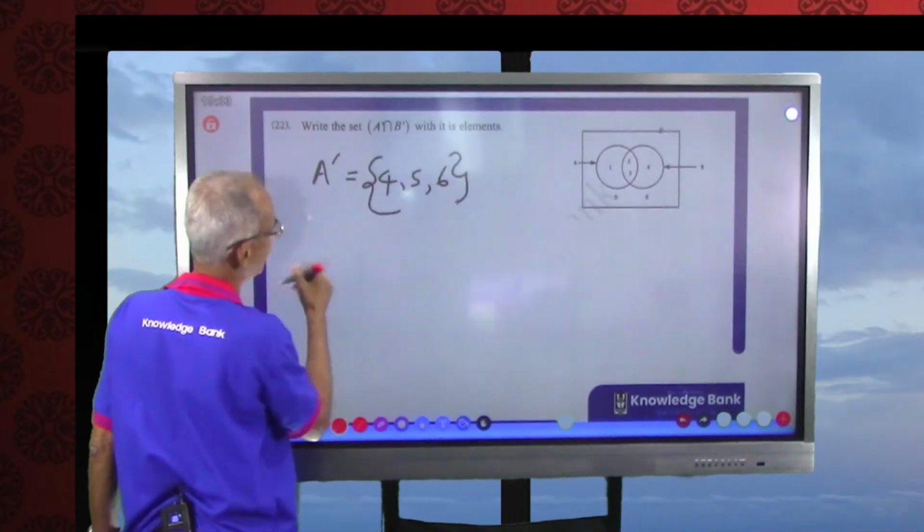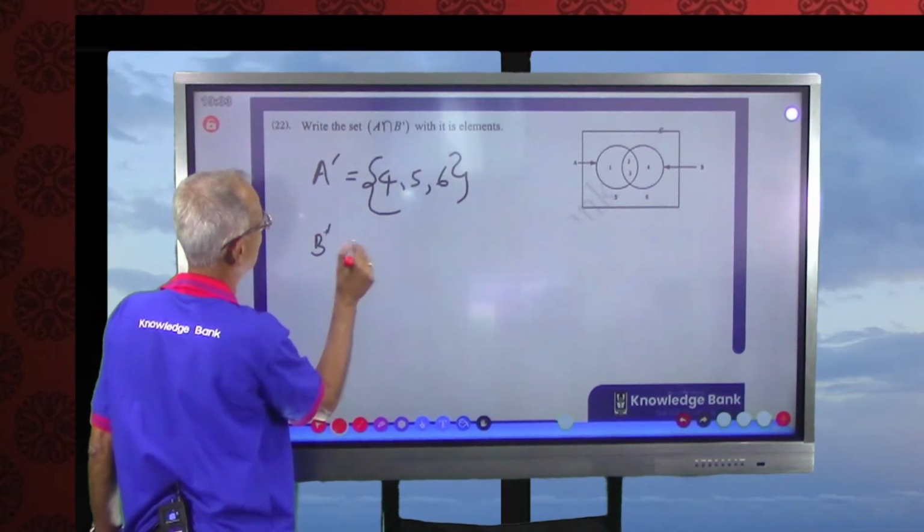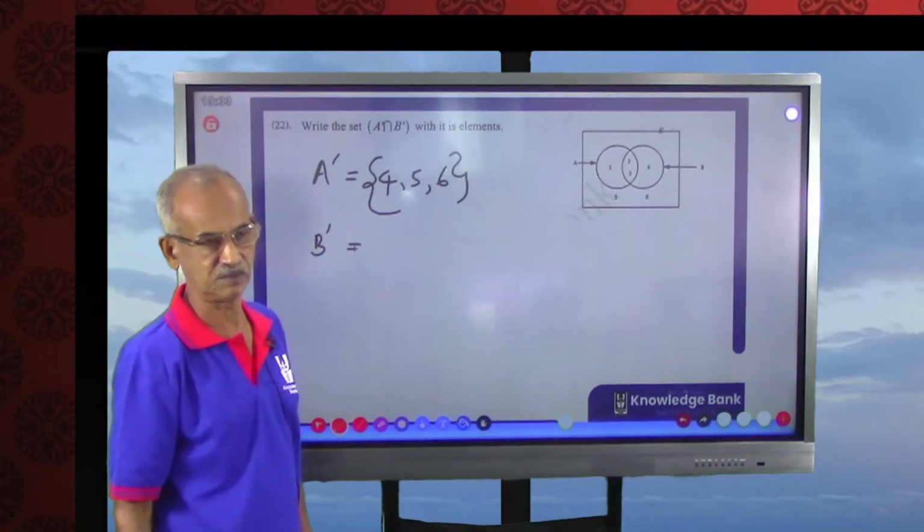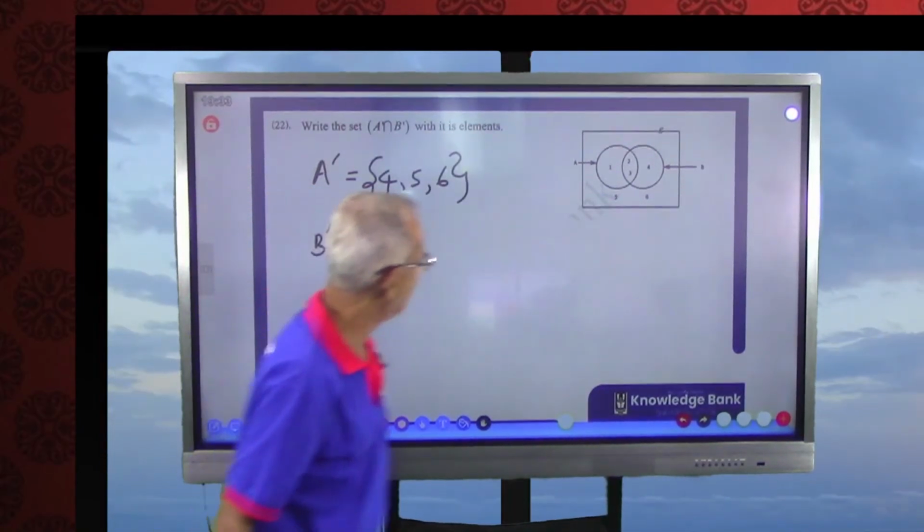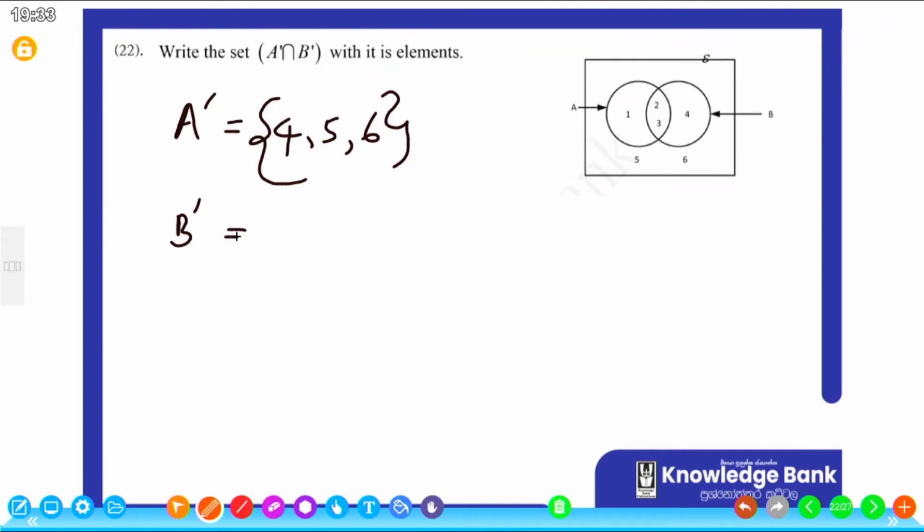Then the next one is B complement. B complement means without B. B means 2, 3, 4. B complement means 1, 5, 6.